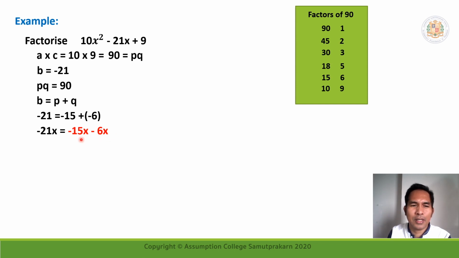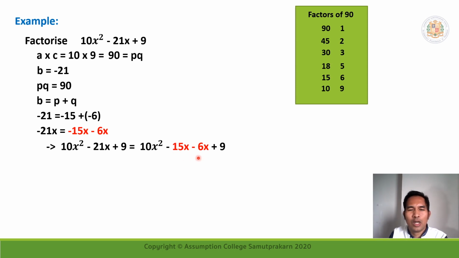So this is the middle term, right? We just split it into parts. If you add negative 15x minus 6x, it will give us negative 21x. Okay, go back to the original equation: 10x squared minus 21x plus 9. Then change the middle term. This negative 21x will change to negative 15x minus 6x. Look here, this is the red one, the red color, negative 21x.